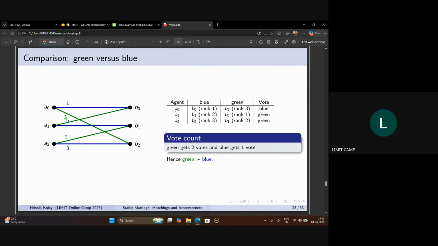Now the comparison. Well, for A0, in the blue case it got its rank 1 option, and in the green case it got its rank 3 option. So it would vote for blue. For A1, in the blue case it got a rank 2 option, and in the green case it got a rank 1 option. So it would vote for green. For A2, in blue it got a rank 3 option, and in green it got a rank 2 option. So it would again vote for green. So we'd say that green is strictly more popular than blue.